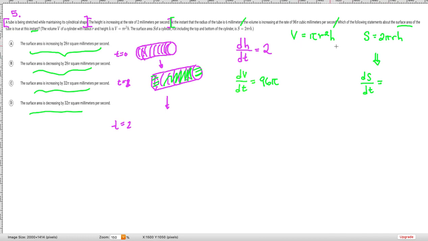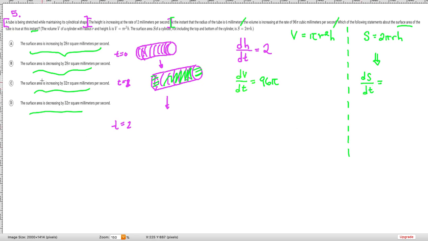Now, you want to differentiate each of these formulas that they give you, because when you do, you'll see how you can use that information to get the desired result, this dS/dt, the rate at which the surface area is changing.